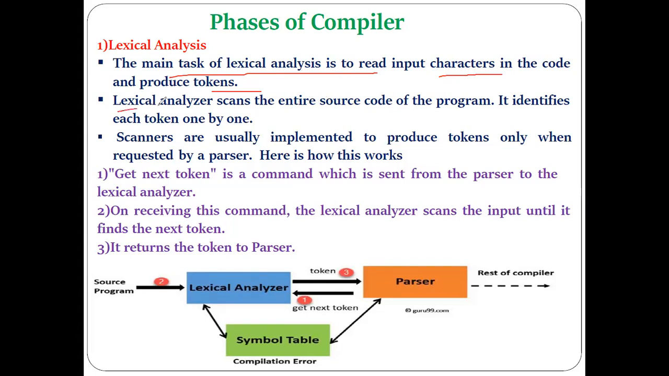Now, the lexical analyzer scans the entire source code of the program and identifies whether the sequences of characters present in that source program are forming tokens or not. Another name for the lexical analyzer is a scanner. The scanner is used to produce the tokens, and it does so only when requested by the parser. This scenario I already told you last time. First the parser requests tokens from the lexical analyzer. Then the lexical analyzer scans the input, recognizes the tokens from the source program, and sends the token to the parser.